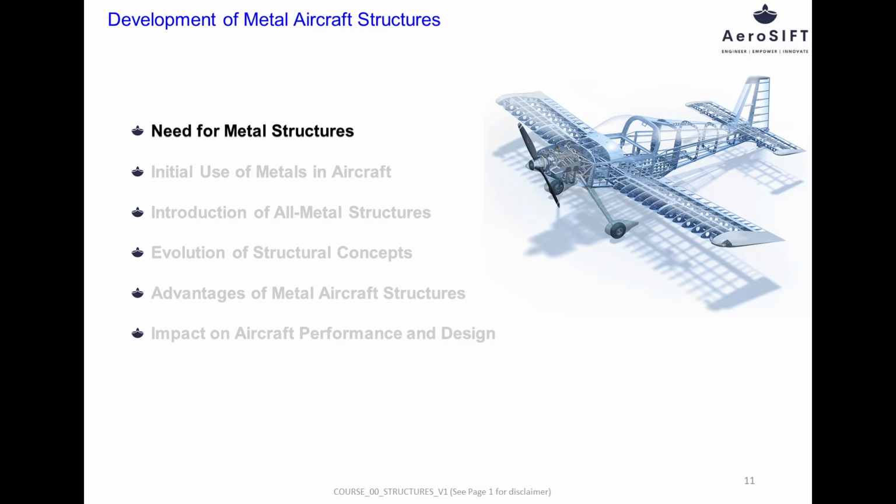As aircraft performance improved, early wood, fabric, and wire structures became inadequate to meet increasing demands for higher speed, greater payload, longer range, and improved safety. The rise in engine power and operational loads exposed the limitations of wooden structures, such as poor fatigue life, sensitivity to moisture, and limited strength.